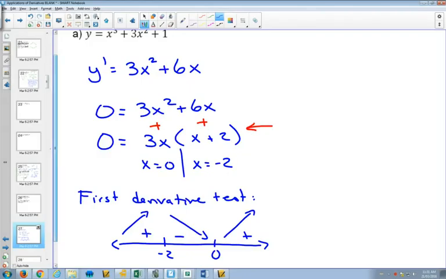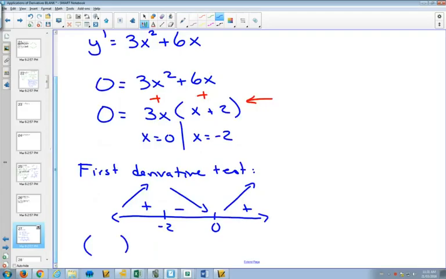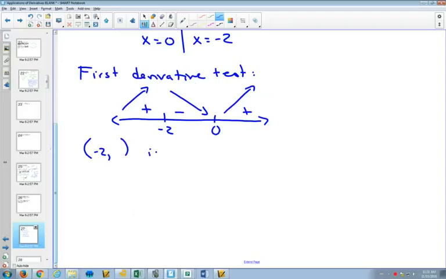So now we can say some things about these points. Negative 2 comma something is going to be a local max. And 0 comma something is a local minimum.